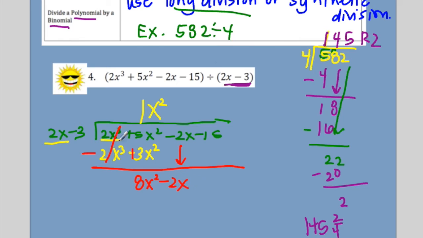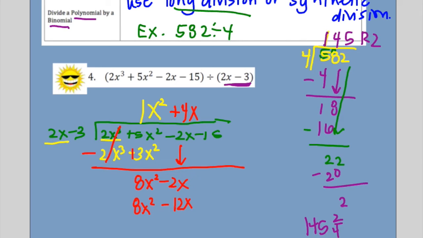Now it's the same process. 2x times what gives you 8x squared? Well, first of all, it's going to be positive. 2 times 4 gives you 8. X times what gives you x squared? X times x. Now we go ahead, and I would say 4x times 2x is 8x squared. And then it's going to be minus because negative times positive. 4 times 3 is 12, and I would have that x still.